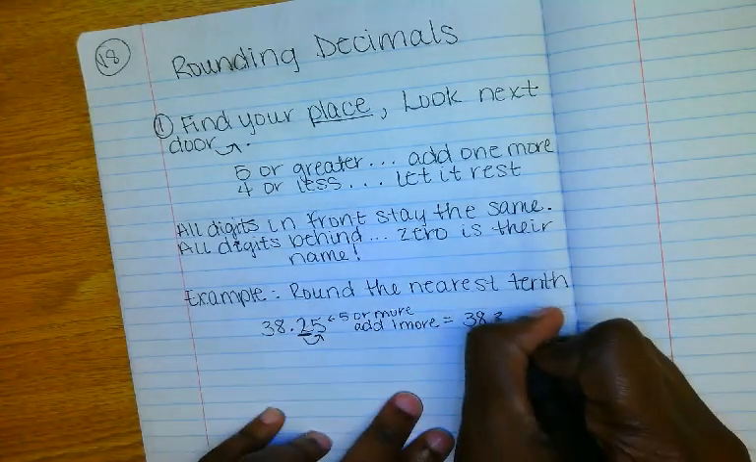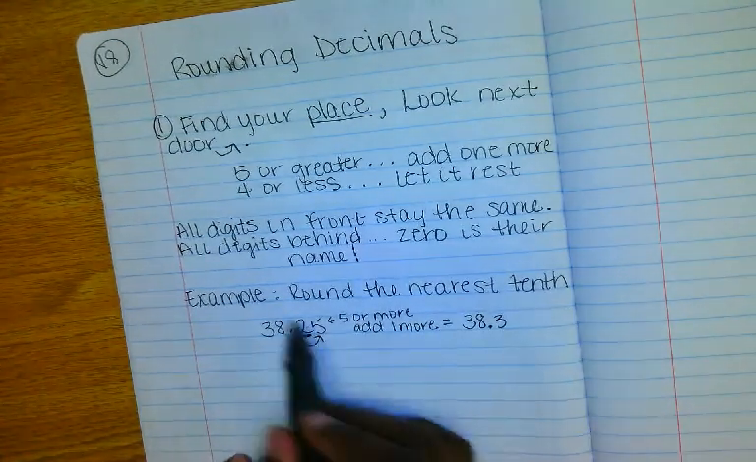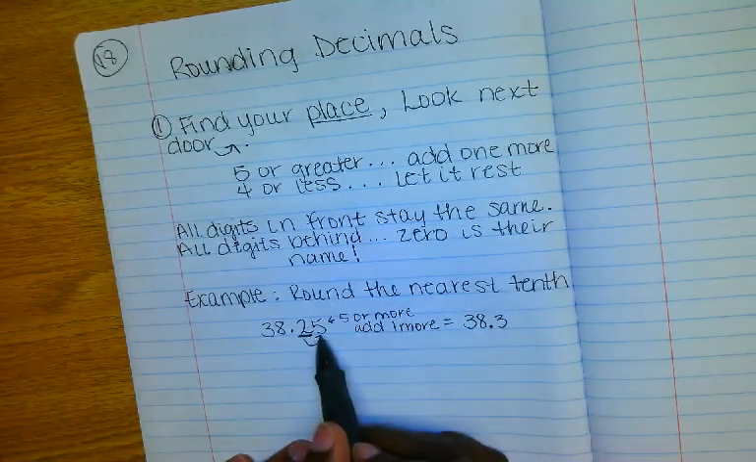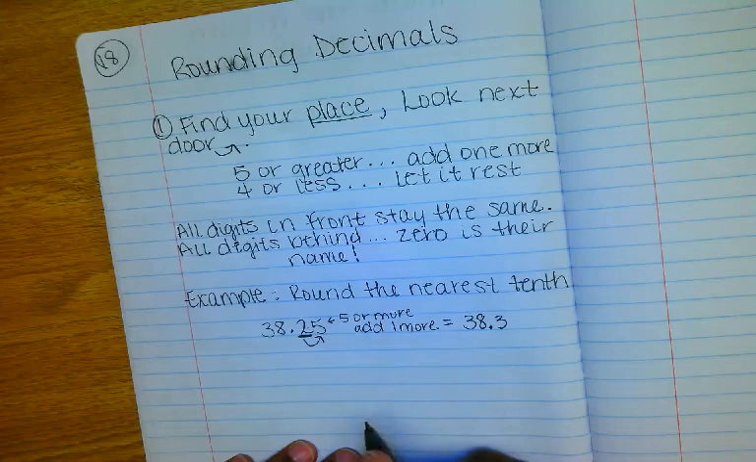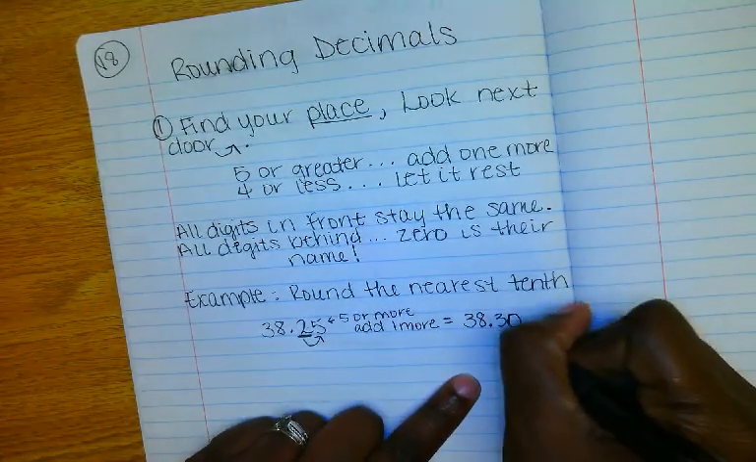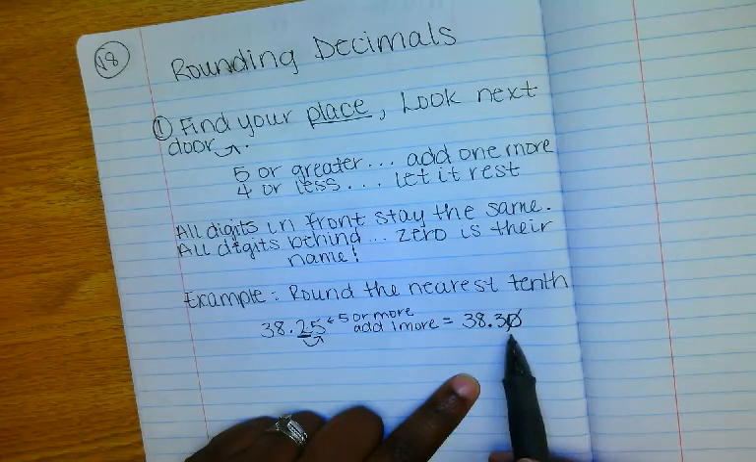My 2 turns into a 3 now. And all digits behind, 0 is their name. So that means this digit right here is going to turn into a 0. And I'm going to mark that 0 out like that because I can keep the 0, I don't really need it.